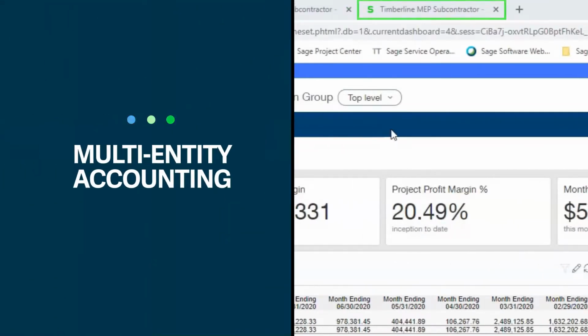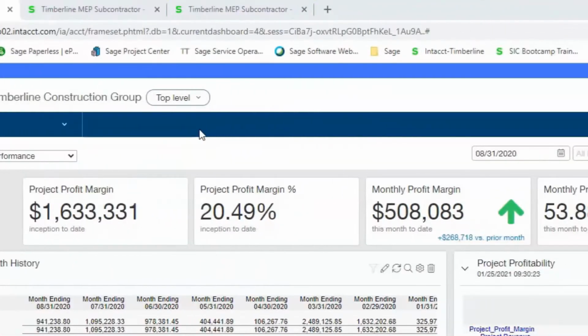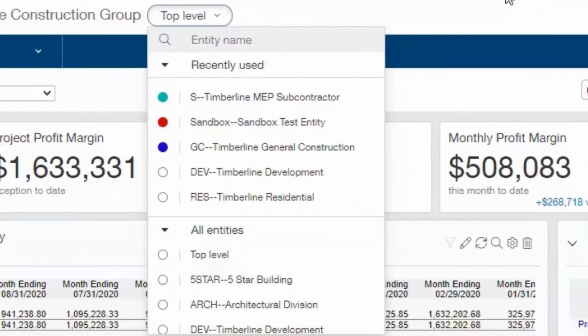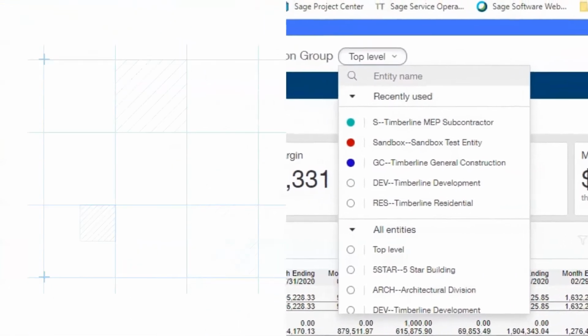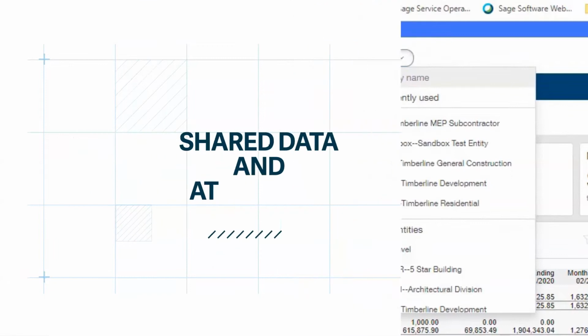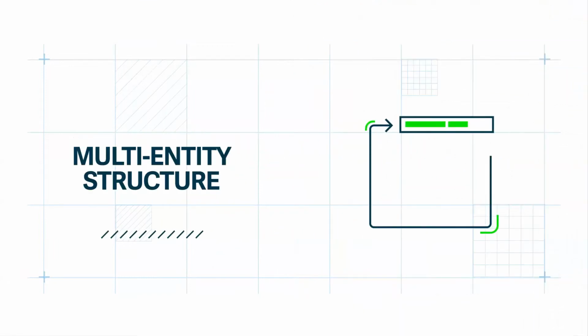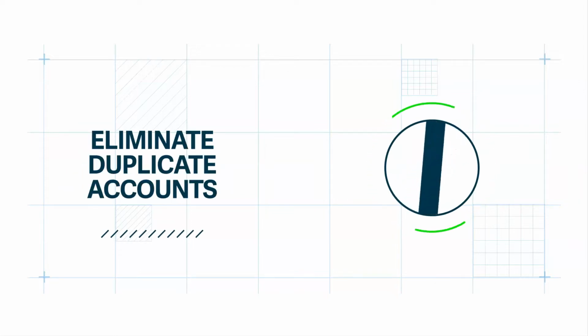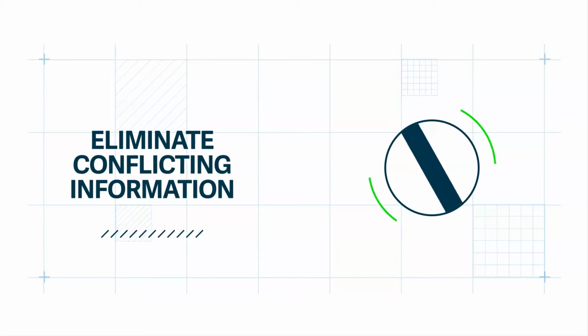We can also open data for another business entity in a separate tab, allowing us to work in two different business entities at once. At the top of the drop-down list, we see an entity titled Top Level. Underneath is a list of all other entities we manage. Each of these entities can be managed independently, or we can share the data and attributes with some or all other entities if needed. This multi-entity structure allows us to establish a common vendor or customer file, or even a general ledger chart of accounts at the top level. We can then share those files with other entities, which allow us to eliminate duplicate accounts or any conflicting information.